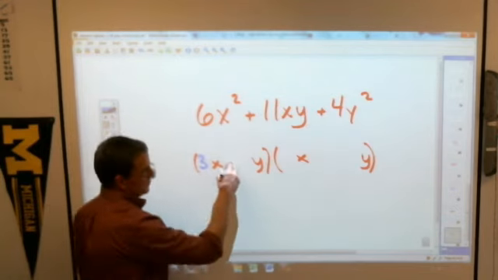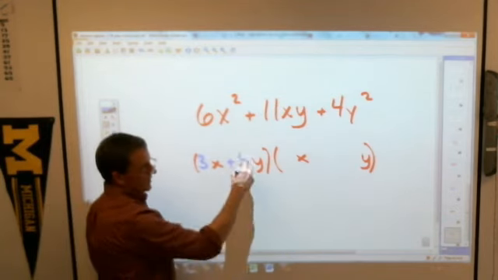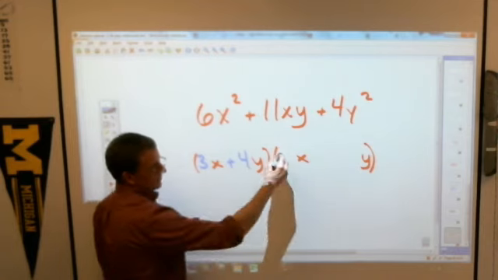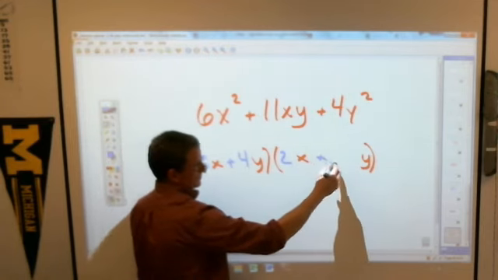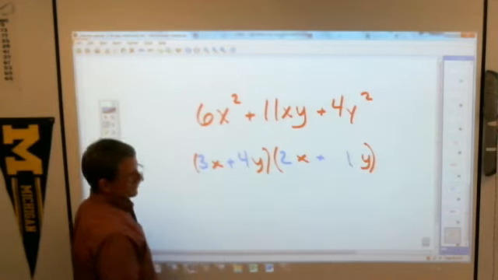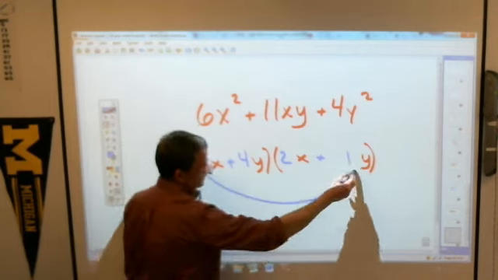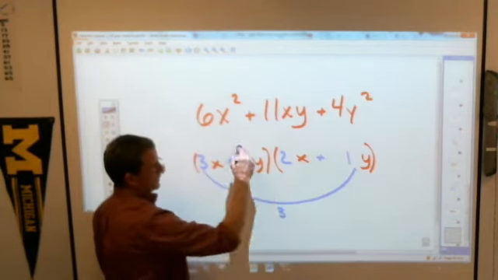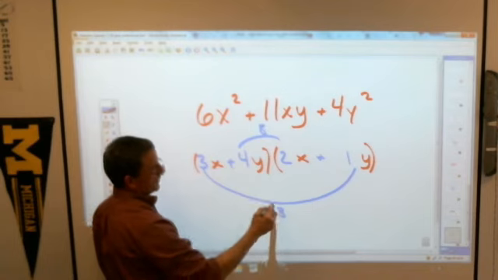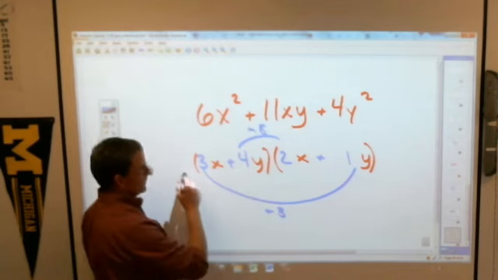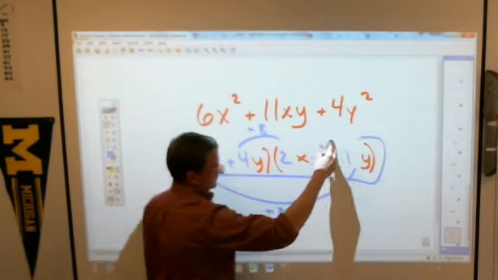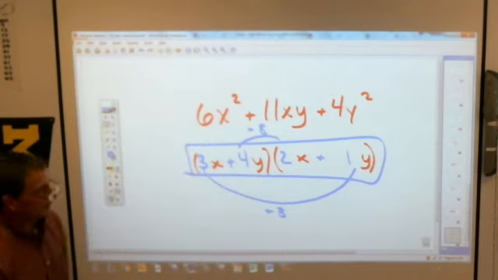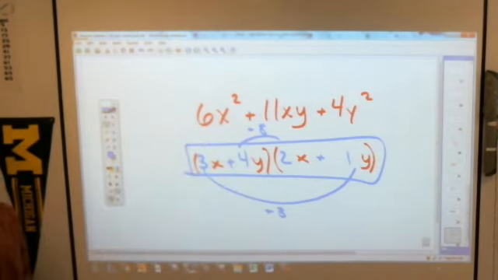3x plus 4y and 2x plus 1y. So does that work? I get a 3 there, and I get an 8 there, and they're both positive, so you get the 11xy. This, ladies and gentlemen, is correct. Got that one. Look at how pretty that is.